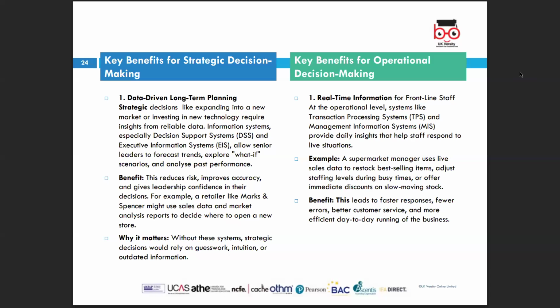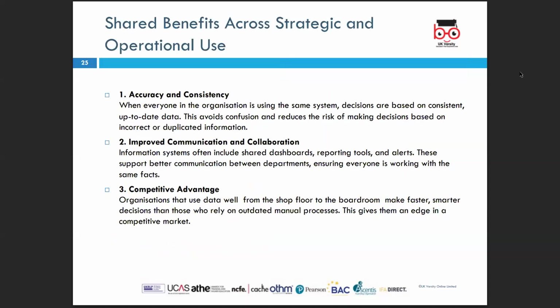Key benefits of operational decision making. This gives real-time information to frontline staff at the operational level. They use systems like TPS, transaction processing systems, and management information systems, which provide daily insight that helps staff respond to live situations. The benefit is that this leads to faster responses, fewer errors, better customer service, and more efficient day-to-day running of the business.